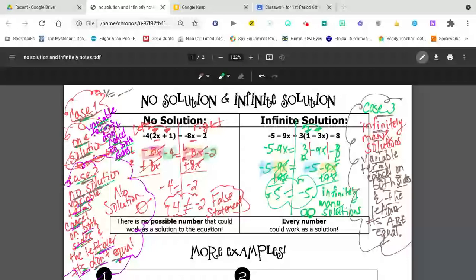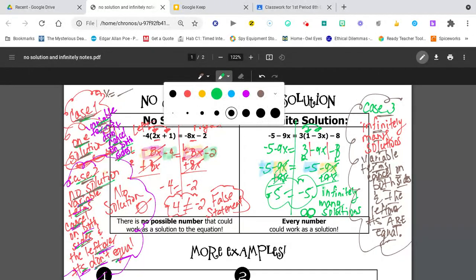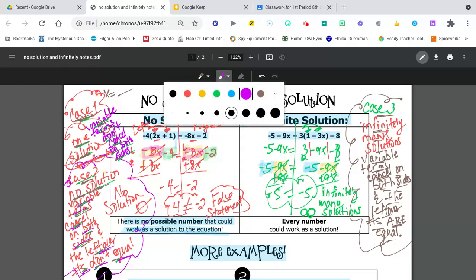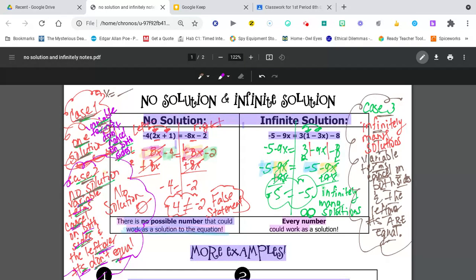So when it's no solution, there are no possible numbers that could work as a solution to the equation. But when it's infinitely many solutions, every number could work as a solution. It doesn't matter what you put in for x. The left side will be equal to the right side expression, okay?